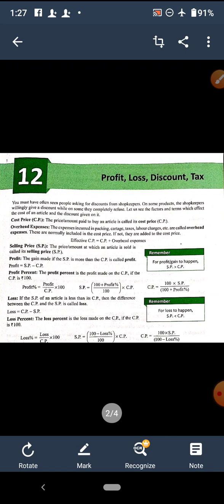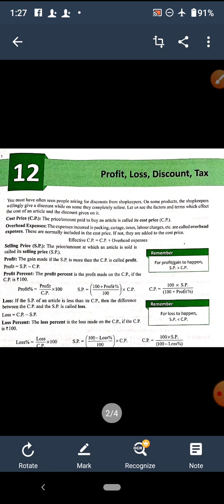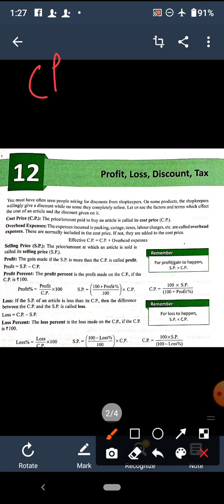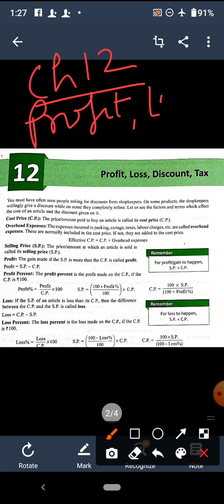Today I, Taruna Saini, am going to start a new chapter, chapter number 12, Profit, Loss, Discount and Tax. So beta, the chapter is very important. Chapter 12, Profit, Loss, Discount and Tax.